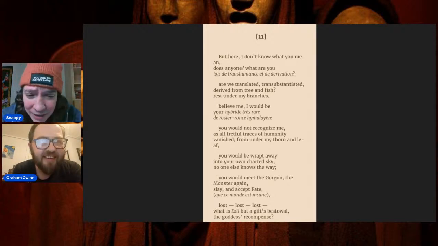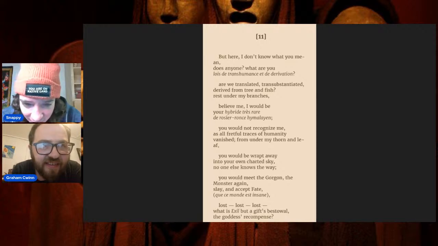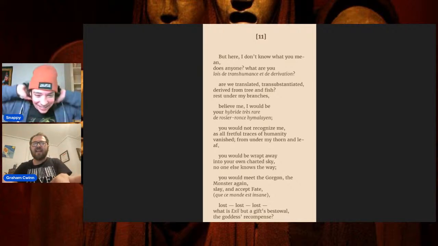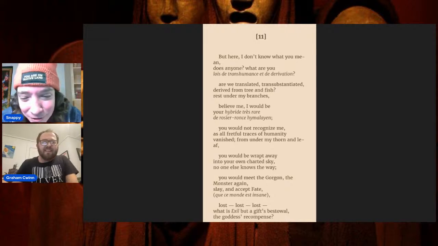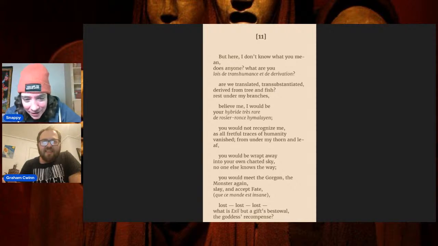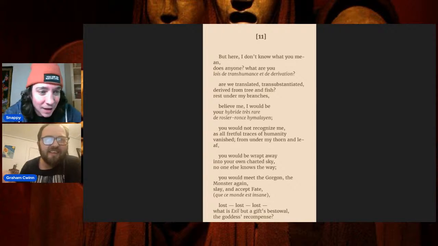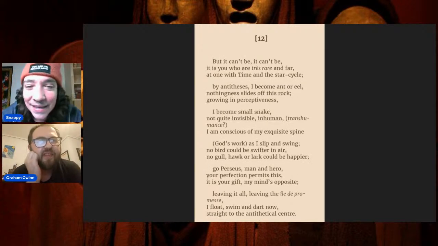You would be wept away into your own chartered sky. No one else knows the way. You would meet the Gorgon, the monster again, slay and accept fate. Que ce monde est insane. The world's insane. That's so amazing. You slay the monster again and accept your fate. But by slaying the monster, you're killing that goddess. Lost, lost, lost. What is exile but a gift bestowal, the goddess's recompense? She recognizes the Gorgon as that goddess. That's so beautiful. Wow.